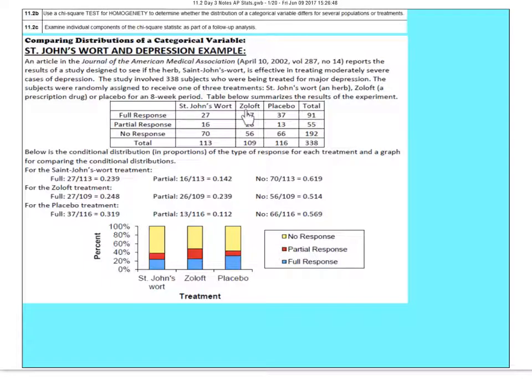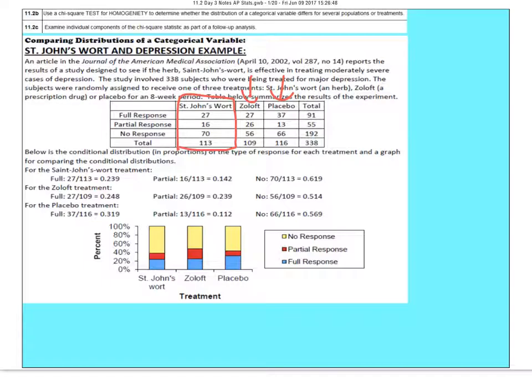So here are the three different types of treatments, and here is the type of responses that they recorded. So either a full response, a partial, or no response. And again, our total of 338 individuals. So here is a conditional distribution of the types of responses for each treatment on the graph. You have to remember, how do you condition on treatment? The treatment in this case would be looking at St. John's wort, just looking at Zoloft, and the placebo.